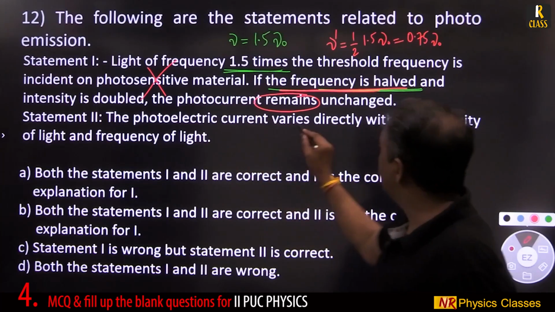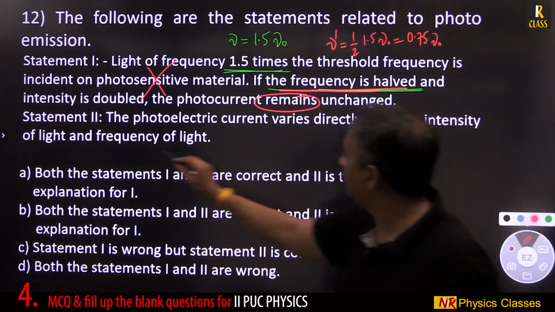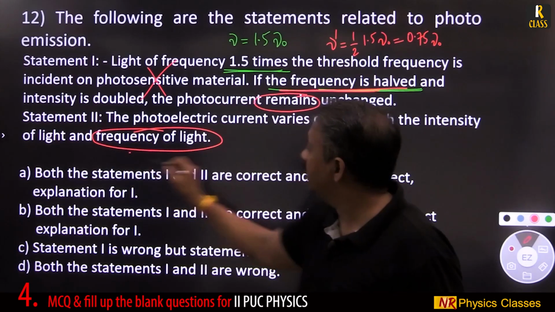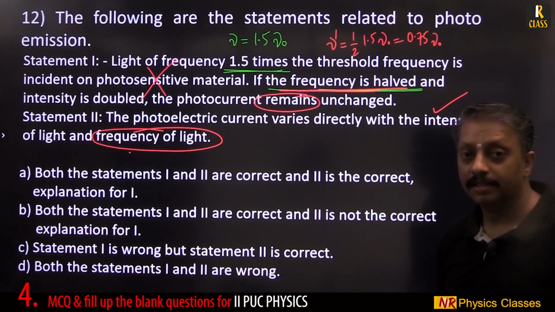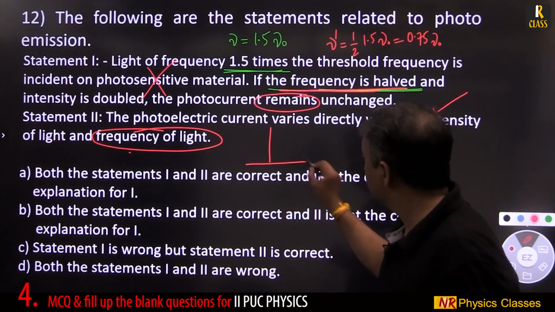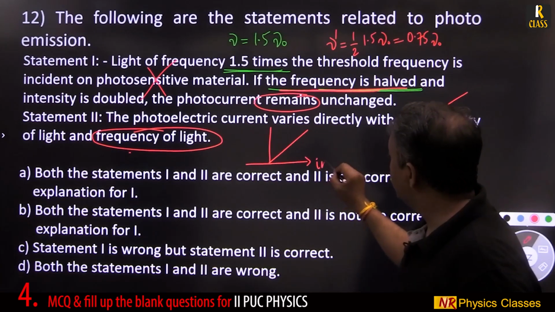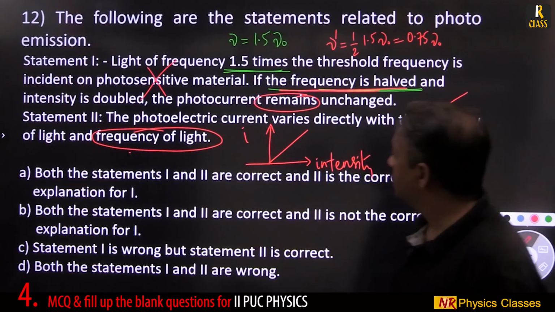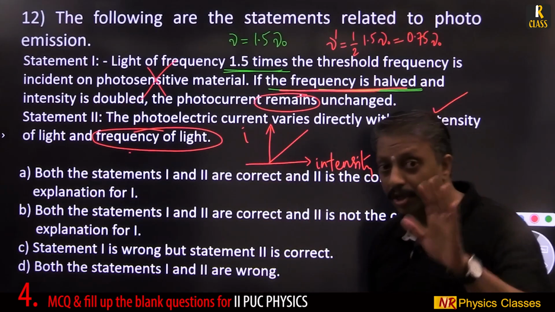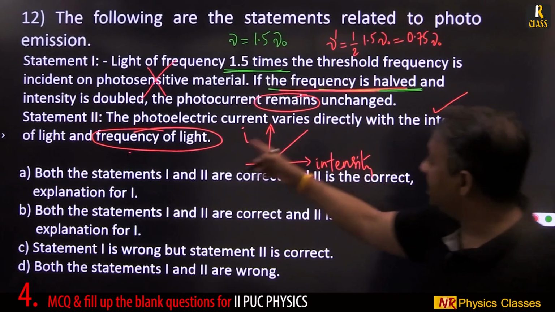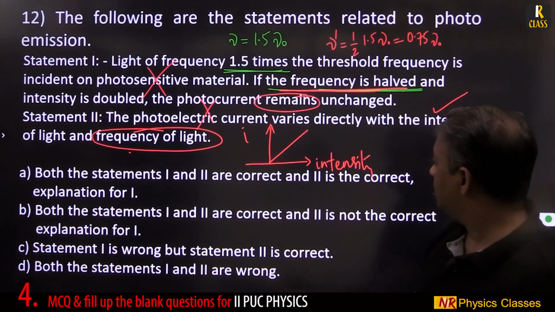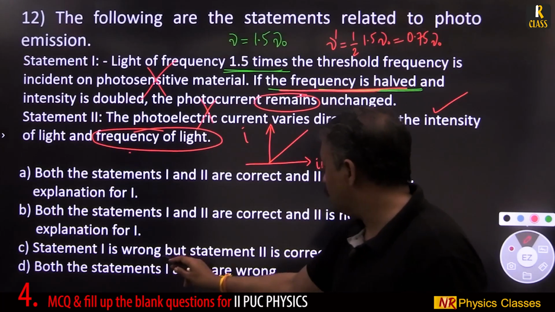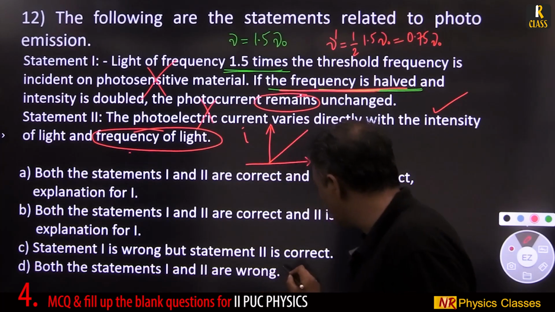The photoelectric current varies directly with the intensity of light and the frequency of light. It doesn't depend on frequency, it depends only on the intensity. Recall this graph of intensity versus current. Intensity changes current but not frequency. So even the second statement is not correct. Both these statements are wrong.